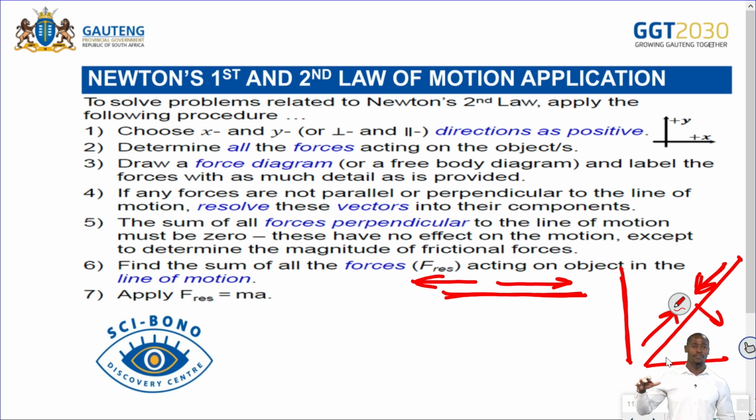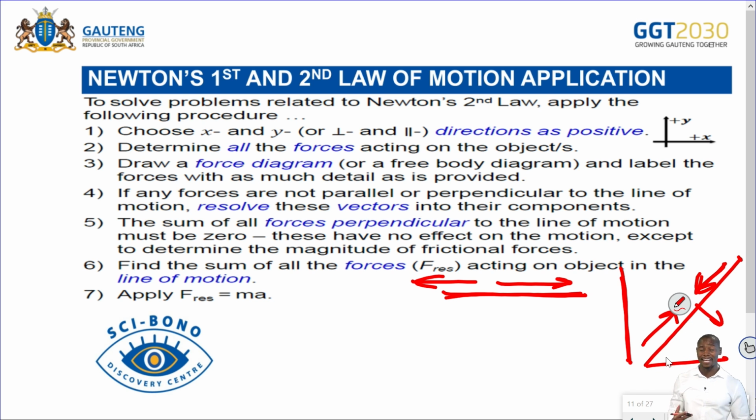On a horizontal plane, focus on forces that are acting horizontally, or forces that are parallel to that horizontal plane. Then the forces acting vertically, or perpendicular to that horizontal plane, their net force should be 0. On a vertical plane, focus on the forces acting vertically. Then forces acting sideways, for example, their net force should be 0 newtons.